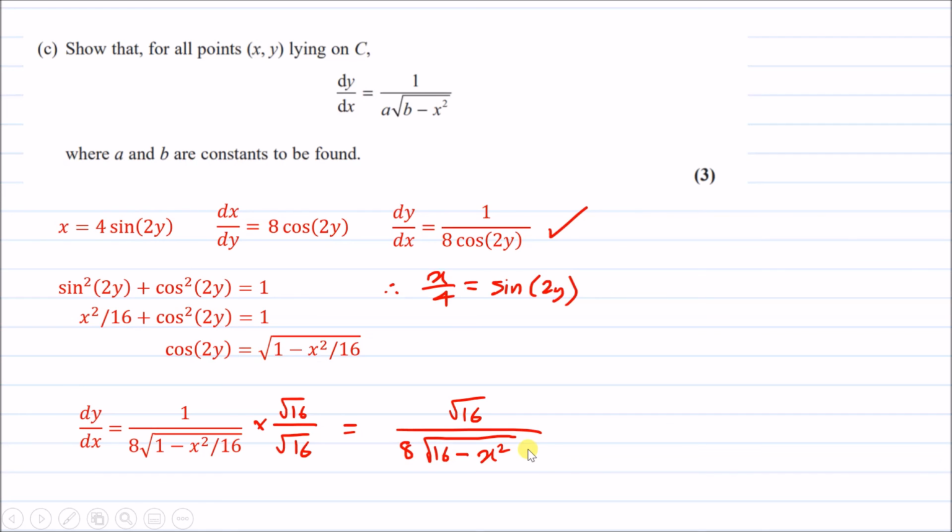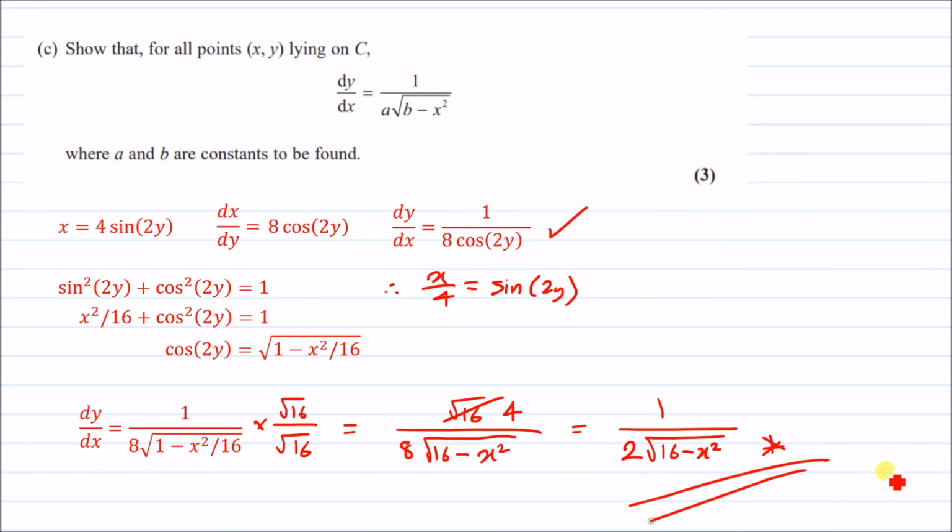Cool, and that's cool. Now, and then finally, guys, well, we know that root 16 is actually the same as 4. So essentially, 4 over 8 is 1 over 2. So our final answer is going to be 1 over 2 times the square root of 16 minus x squared. And that's it, guys. That's this question done.